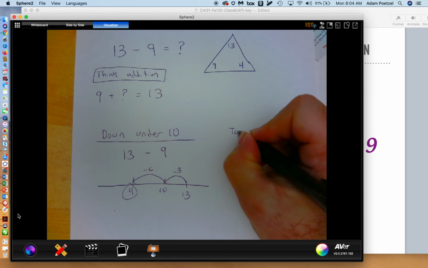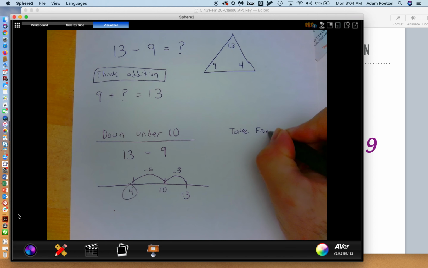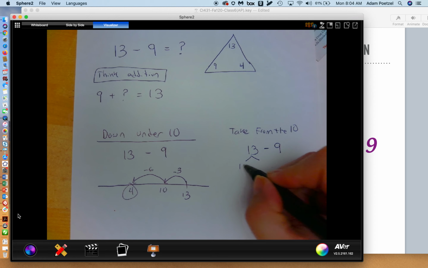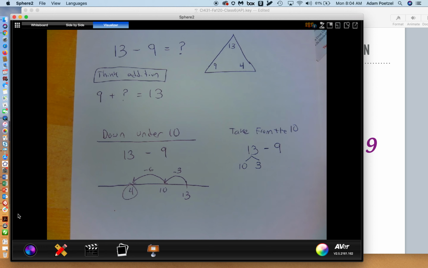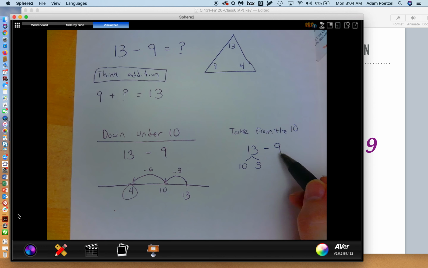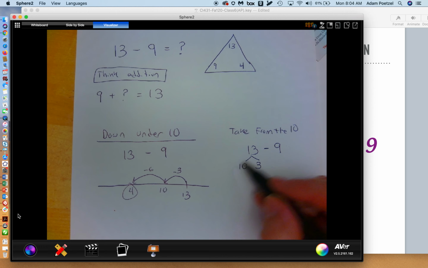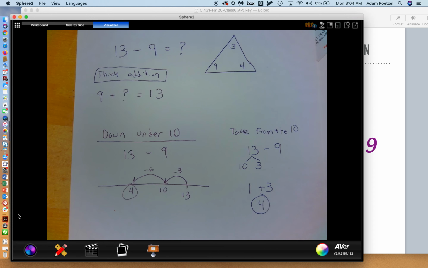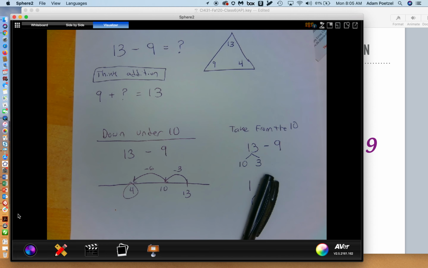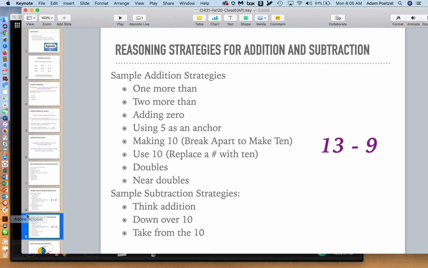Another one our book talks about is take from the 10. This one's an interesting one, and we'll see a visual of this in a second. It means, for 13 minus 9, why not break down the 13 into smaller parts to begin with? Take from the 10 says, well, 13 minus 9 is hard to think about, but I know 10 minus 9 is 1, and then I still have this 3 hanging around, so I put it back on, and I get 4. That would be called take from the 10. So these are some examples of different types of reasoning strategies for addition and subtraction problems.